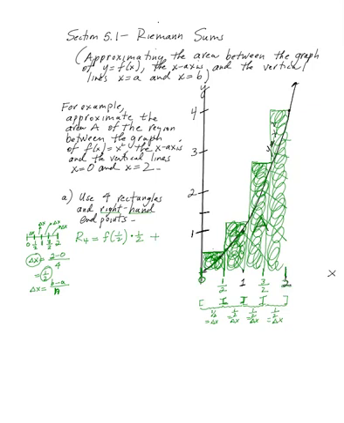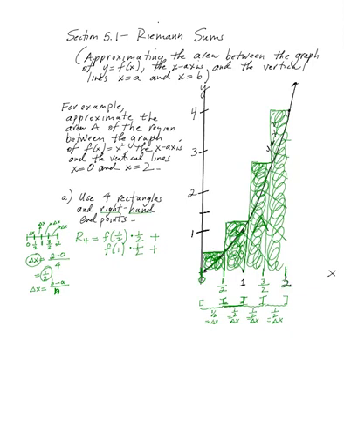What's the area of the second rectangle? Well, it is f of 1. That's the height. F of 1 is the height, right? We're using right-hand endpoints. The width is still 1/2. This distance between 1/2 and 1 is 1/2. So f of 1 times 1/2 is the area of this second rectangle.